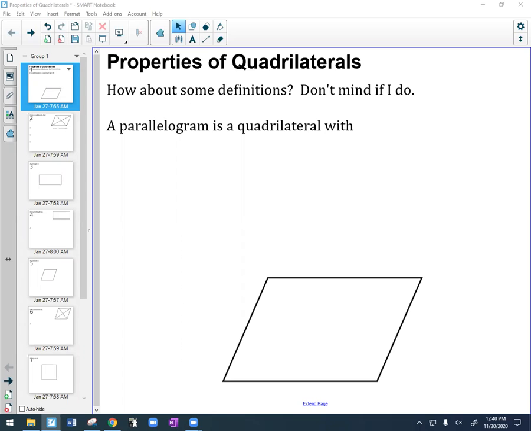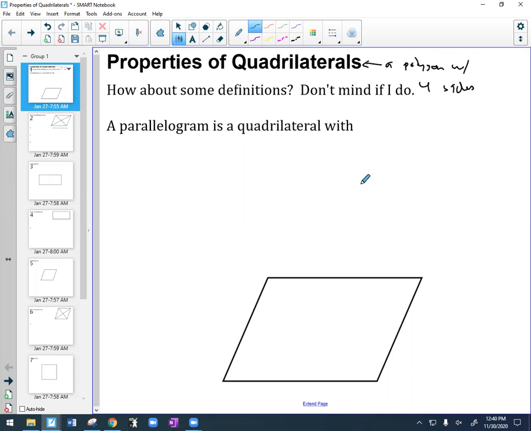We're going to talk at the end about this, but these things are all kind of related to each other. And they all trickle down from the word quadrilateral, which really just means a shape with four sides, a polygon with four sides. So all the things we're going to talk about here are polygons with four sides.